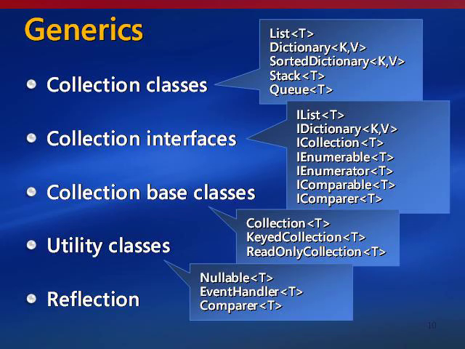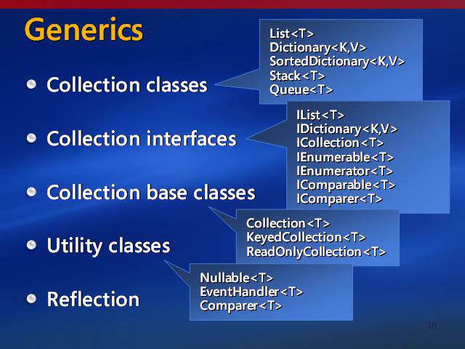We also provide some utility classes: Nullable, EventHandler, and Comparer. I'll talk a little bit about Nullable afterwards. And finally, as I mentioned earlier, Reflection has been extended to fully support all of the capabilities of generics. Even down to Reflection.Emit, you can dynamically emit new generic classes.